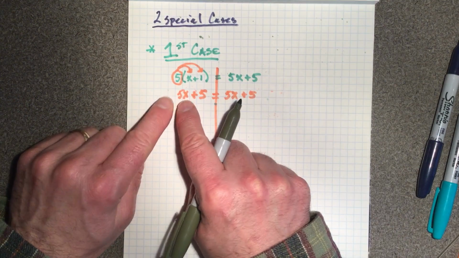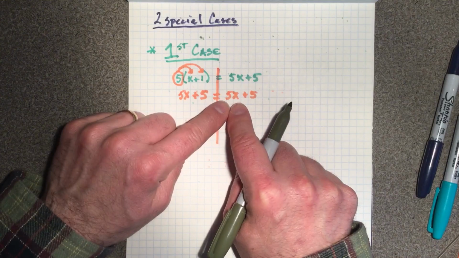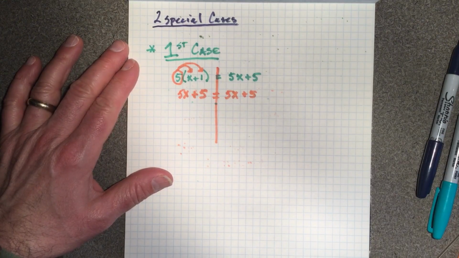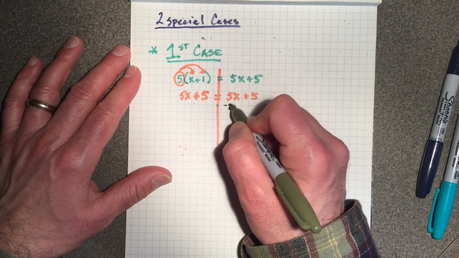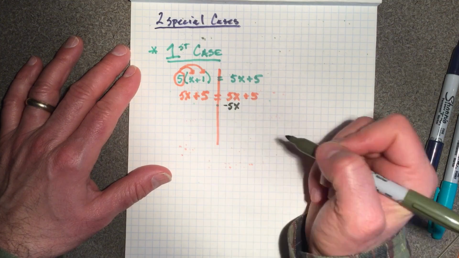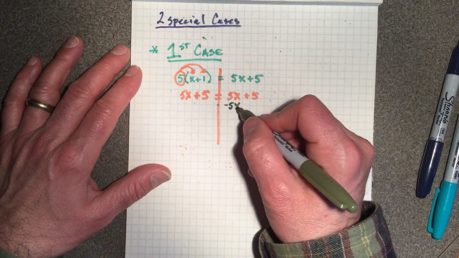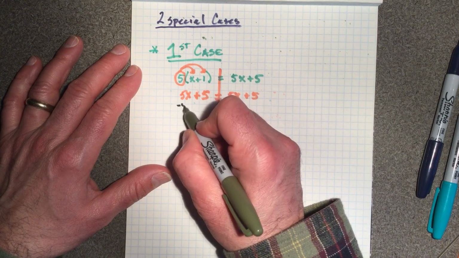So what do you want to get rid of? The 5x or the 5x? Well, it doesn't really matter. They're both the same. So I'm going to get rid of this 5x. How do you get rid of a 5x? I subtract 5x. You can see if I got rid of that one, I'd be doing the same thing. So if I subtract 5x here, I have to subtract 5x here.